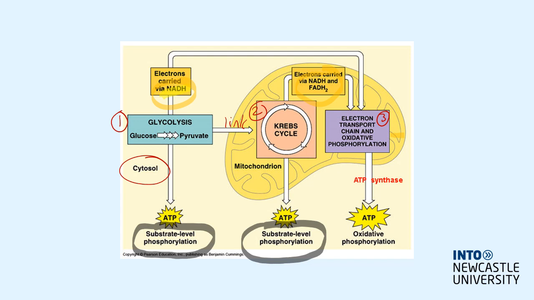The most ATP is produced in the electron transport chain with the oxidation of those reduced NAD and FAD molecules, and we call this oxidative phosphorylation. We are phosphorylating, or adding a phosphate group, to ADP, and we're doing this powered by the oxidation of the reduced NAD and the reduced FAD. And we'll talk about that more in mini lecture 3.